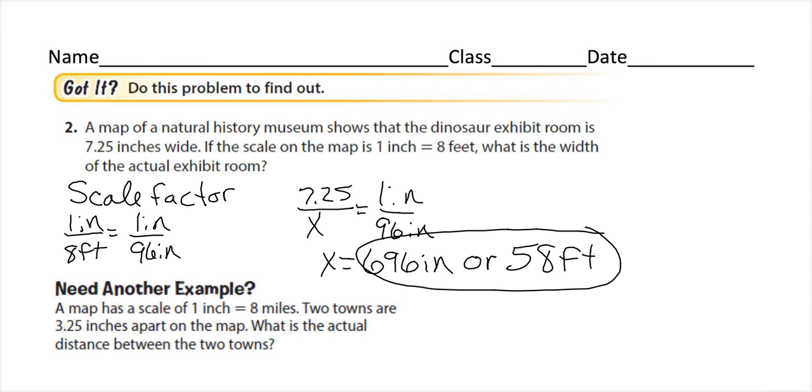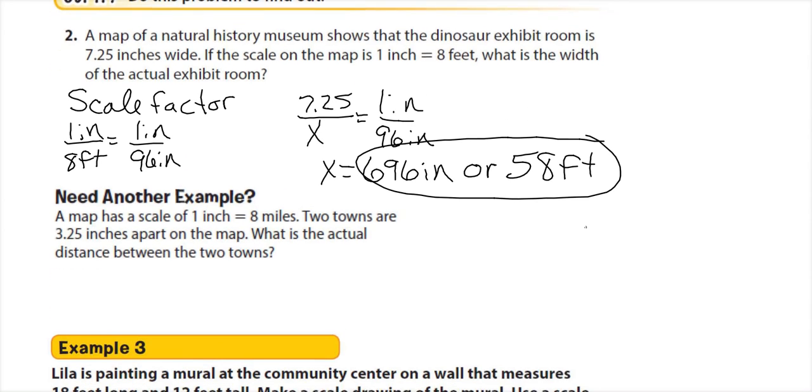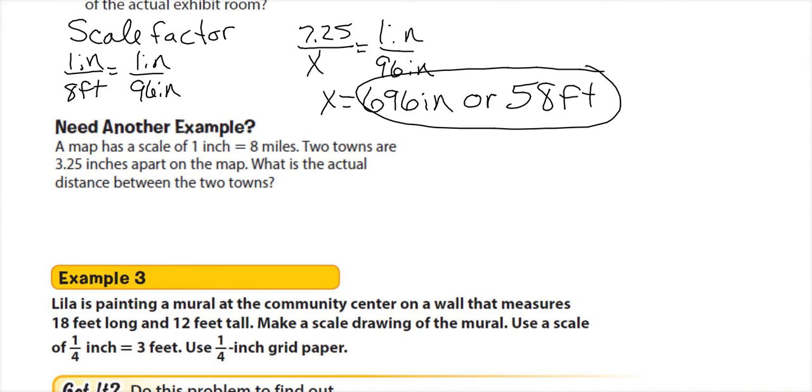All right, let's go ahead and look at another example, and I am going to use just the regular scale for this one. I think it's a little bit easier. All right, it says a map has a scale of 1 inch equals 8 miles. 2 towns are 3.25 inches apart on the map, so what's the actual distance? So it's model over actual again, so model would be 3.25, and then actually is unknown, and then the scale is 1 inch for 8 miles, okay?